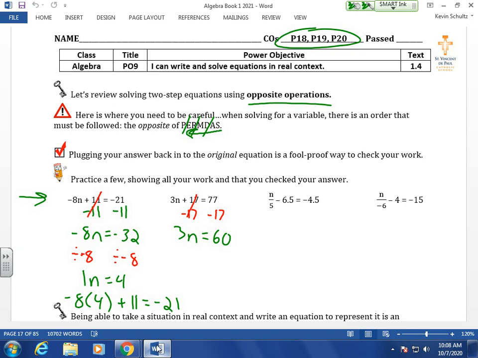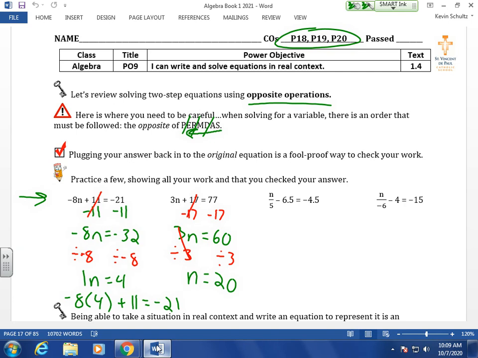Okay? Second step. Yeah, Morgan. Divide by 3, right? What's the opposite of multiplying by 3? Dividing by 3. We know that whatever n is, 3 of them make 60. But we want to know what 1 n is. So we're going to divide those 3 n's by 3. And 3 divided by 3 cancels out because that equals just 1 n, or just n by itself. And 60 divided by 3 is 20.